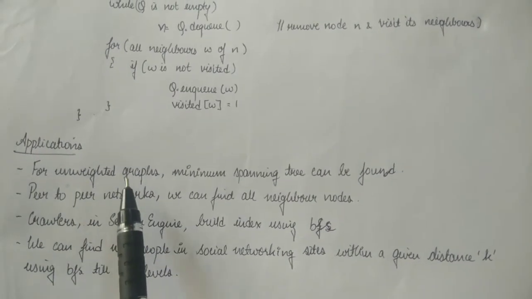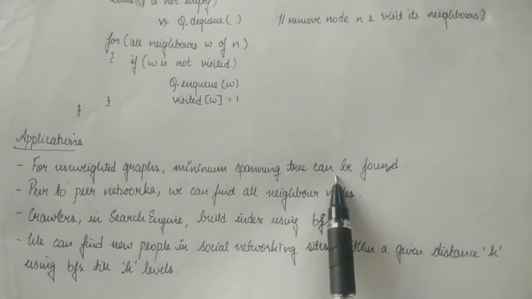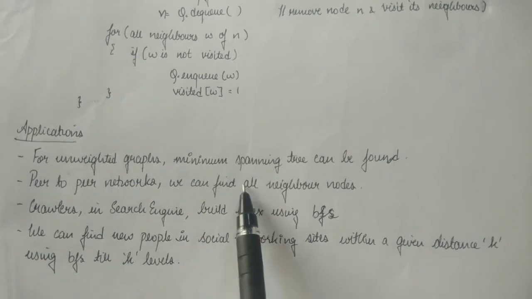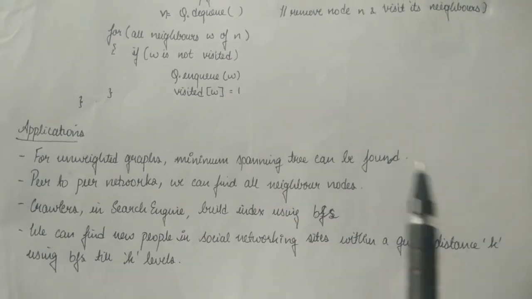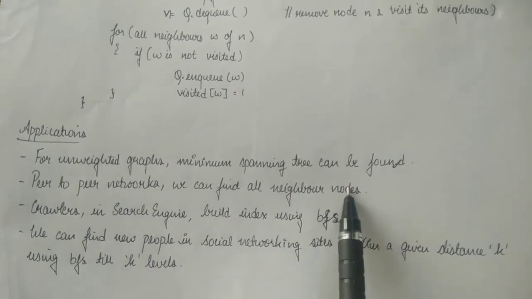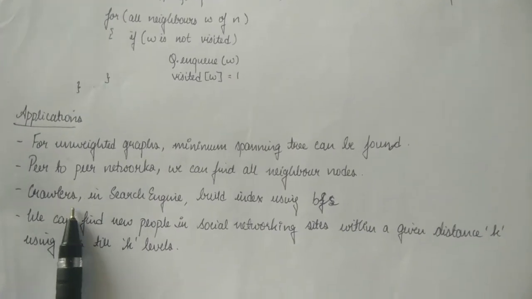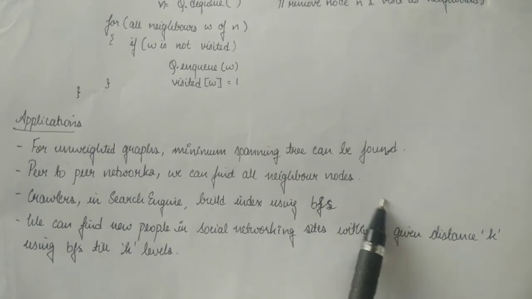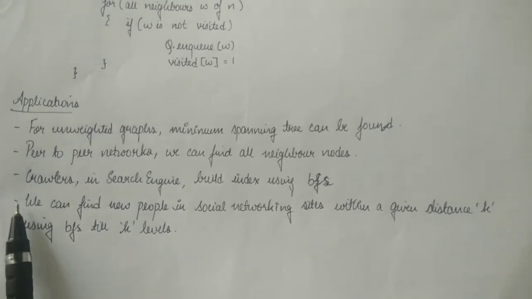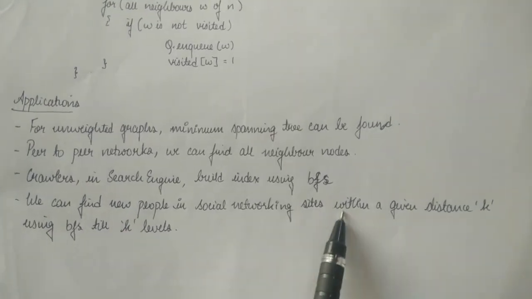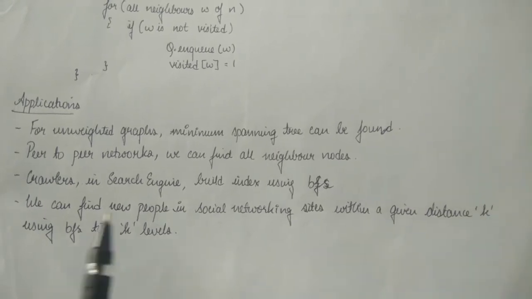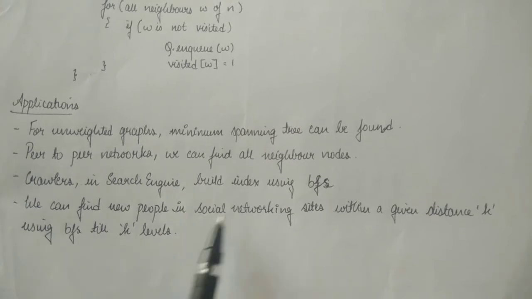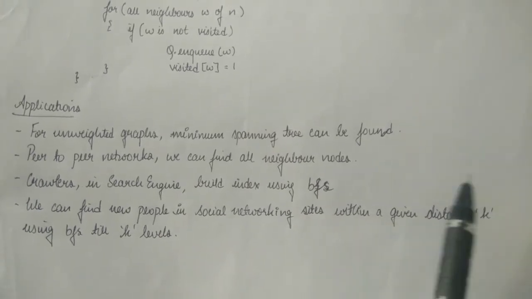Applications. For unweighted graphs, the minimum spanning tree can be found. In peer-to-peer networks, we can find all the neighboring nodes, that is, we can find the neighboring nodes from one node. In search engines, we can build an index using BFS, that is the crawlers concept. Then we can find new people in social networking sites with a given distance k using BFS till k levels. When you have k levels, you can find people with a given distance of k.